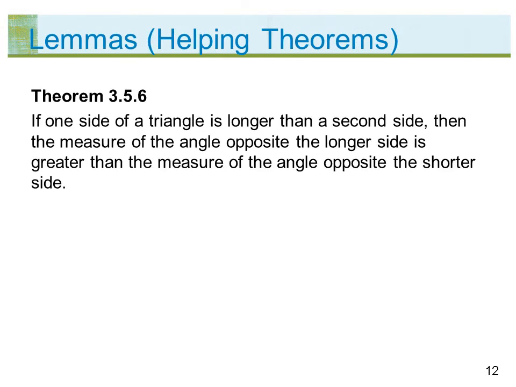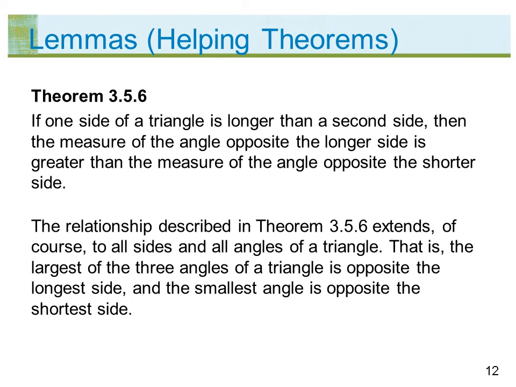Theorem 3.5.6: If one side of a triangle is longer than a second side, then the measure of the angle opposite the longer side is greater than the measure of the angle opposite the shorter side. The relationship described in Theorem 3.5.6 extends, of course, to all sides and all angles of a triangle. That is, the largest of the 3 angles of the triangle is opposite the longest side, and the smallest angle is opposite the shortest side.